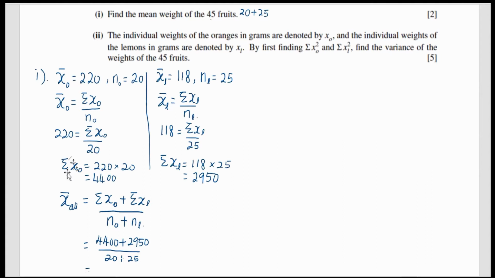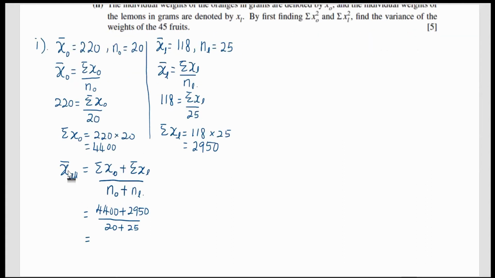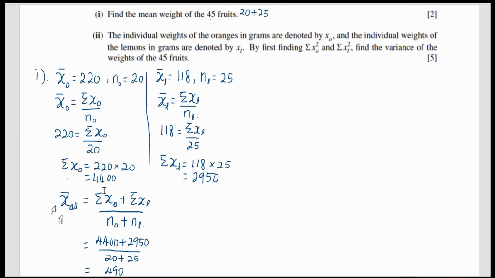All right. So once we get this value, 7350 divided by 45, we get 163 once we round to 3 SF. All right, so that is the mean weight of these 45 fruits, which is 163 grams. Okay, that is the answer for part 1.